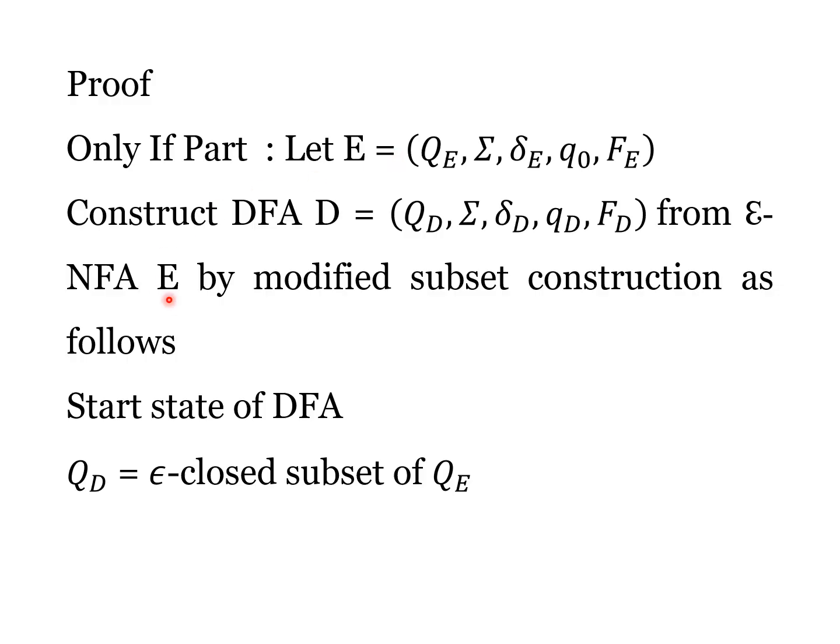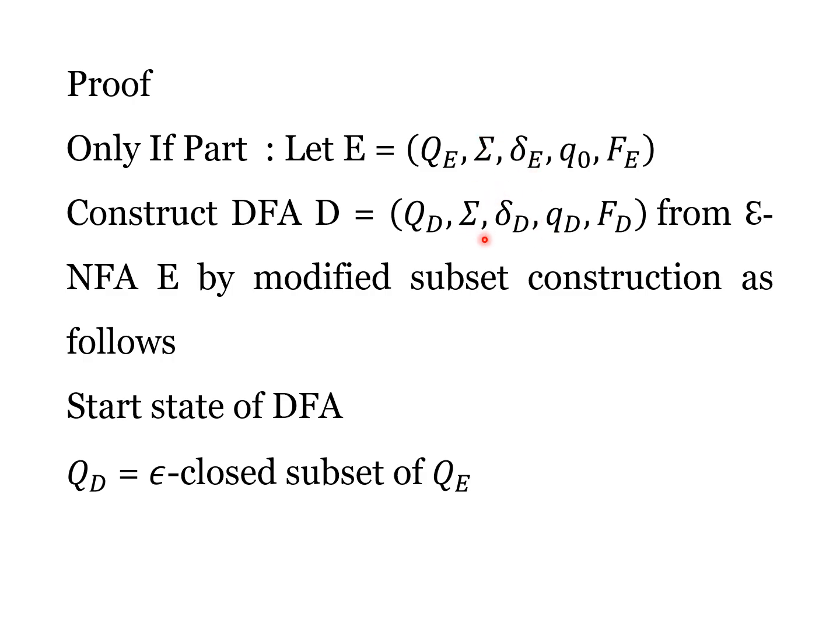So we want to construct the DFA from the epsilon NFA by means of the modified subset construction method. You are given the epsilon NFA, which has 5 tuples: the set of states QE, input symbol sigma, delta E, start state Q0, and set of final states FE. Then you want to find an equivalent DFA with the same 5 tuples, but how are we going to get QD from QE? The input symbol is the same for both the epsilon NFA and the DFA, so we keep it as sigma in both cases.